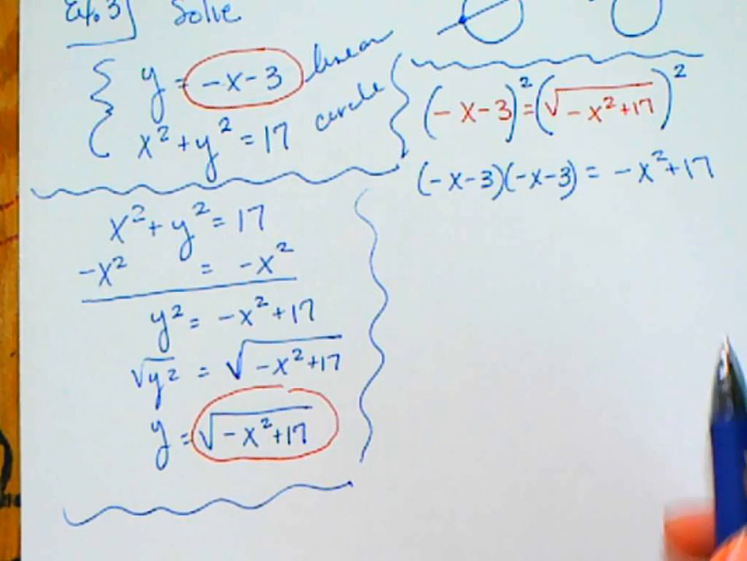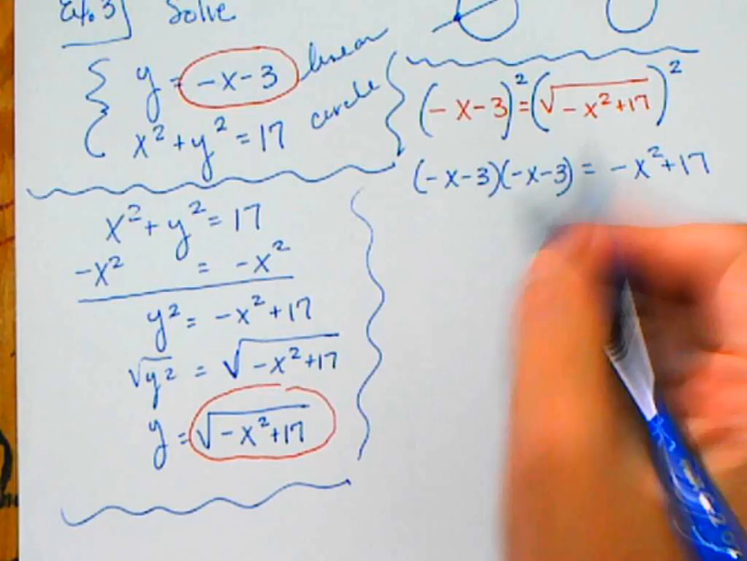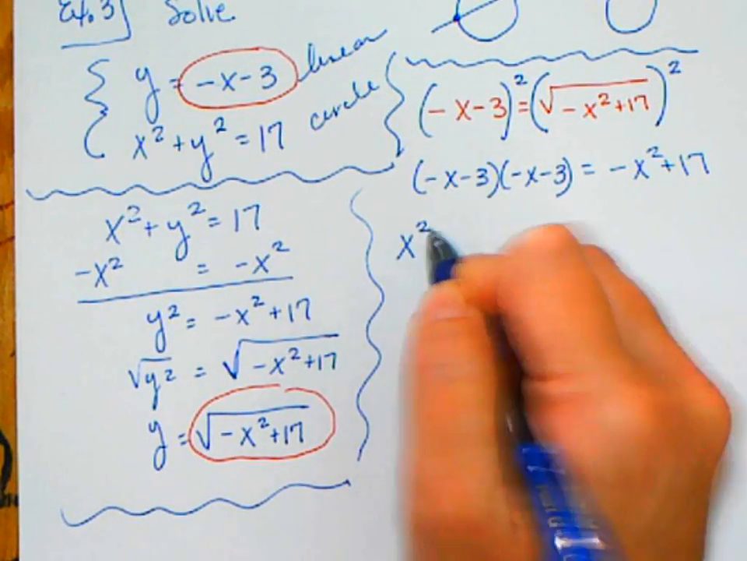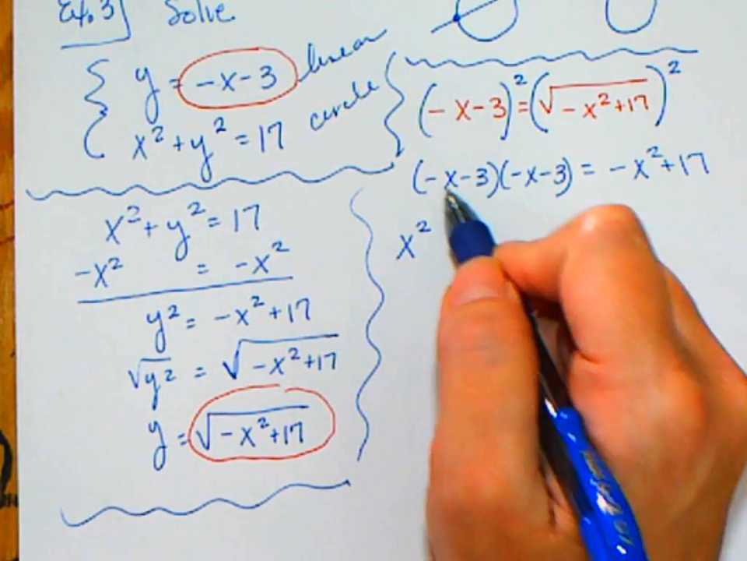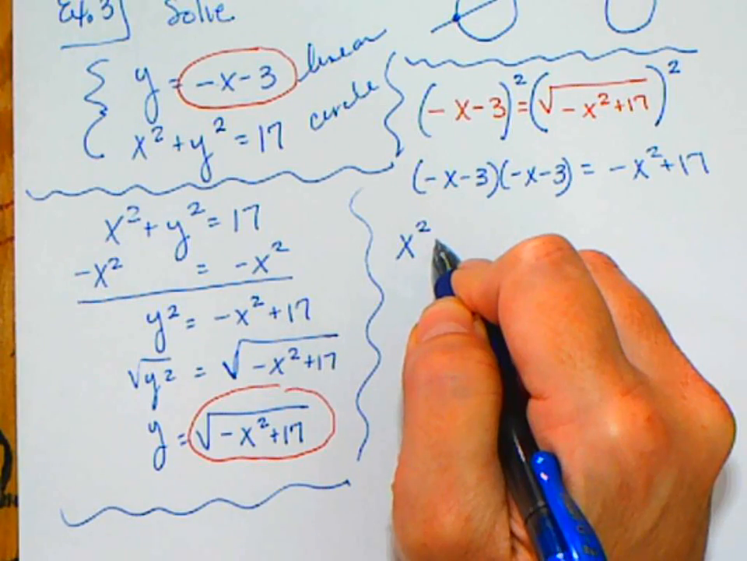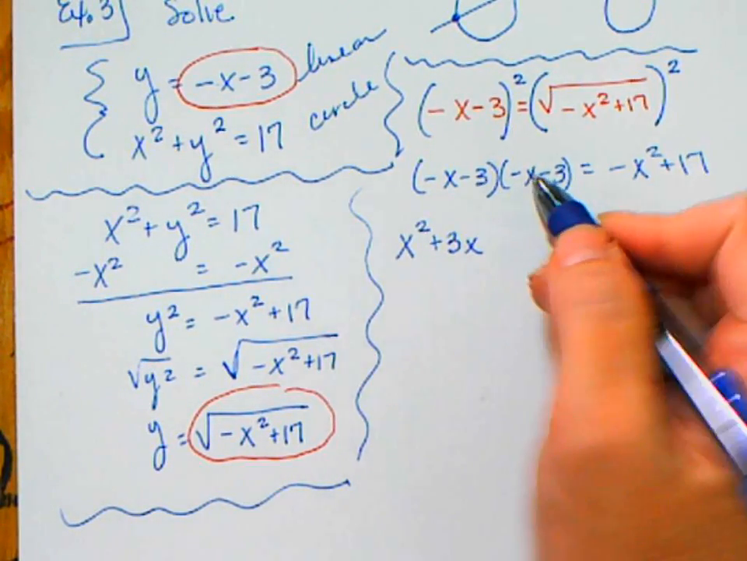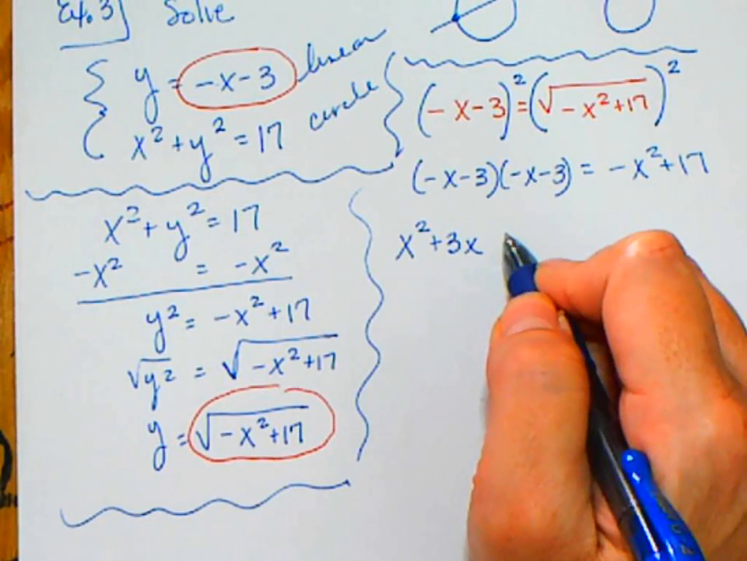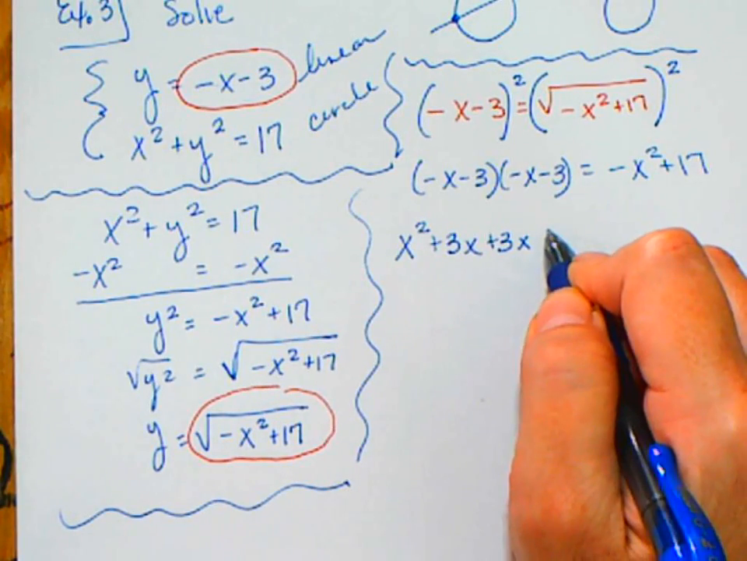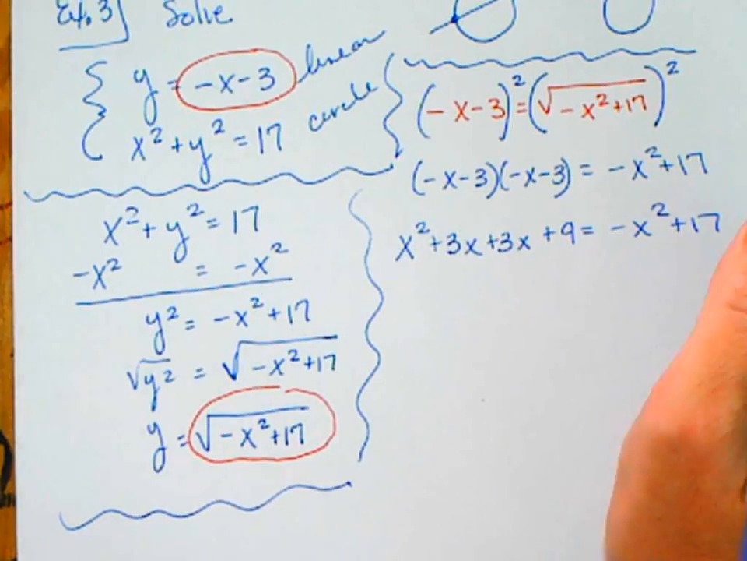Alright, so on the left side, I'm going to distribute those two binomials, or FOIL. Negative x times negative x is positive x squared. Negative times negative is positive, right? Negative x times negative 3 is positive 3x. Negative 3 times negative x is positive 3x. Negative 3 times negative 3 is positive 9. Equals negative x squared plus 17.